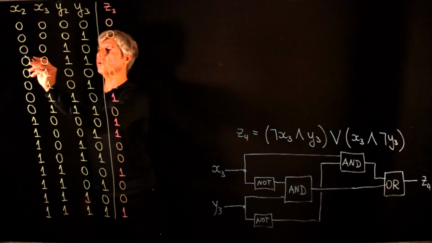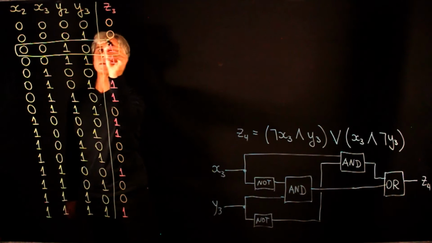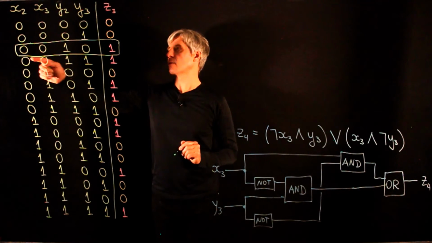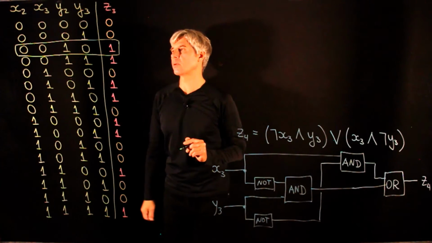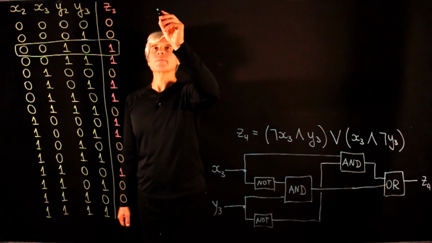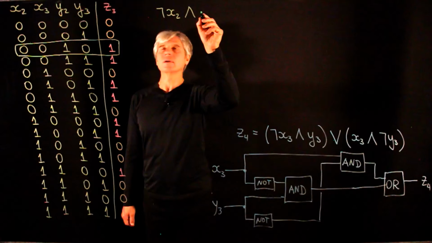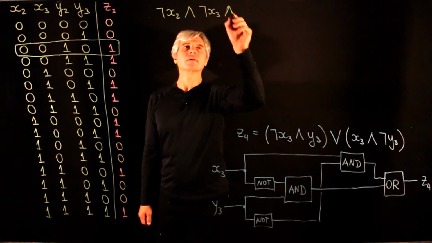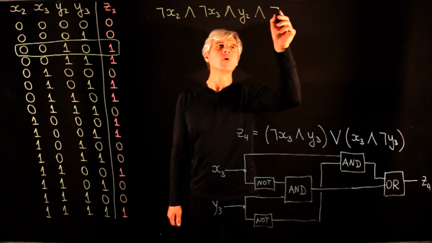Now, let us look at the following row of this value table. Right. So here, we must obtain value 1 when x2 is 0, x3 is 0, y2 is 1, and y3 is 0. So how can we achieve this? So we can form the following expression. So let's form not x2 and not x3 and y2 and not y3.